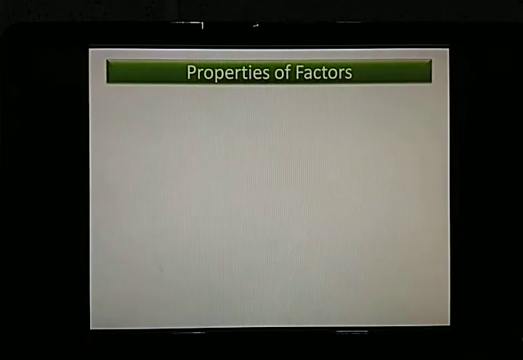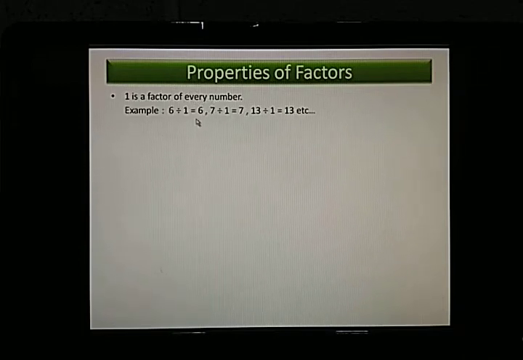Now moving on. Next is properties of factors. There are some properties of factors. So let us see what are those. First is, 1 is a factor of every number. Let us see an example. You can see 6 divided by 1 is 6, 7 divided by 1 is 7, 13 divided by 1 is 13, etc. So 1 can divide any number. So that is why 1 is a factor of every number, even 1 itself also.